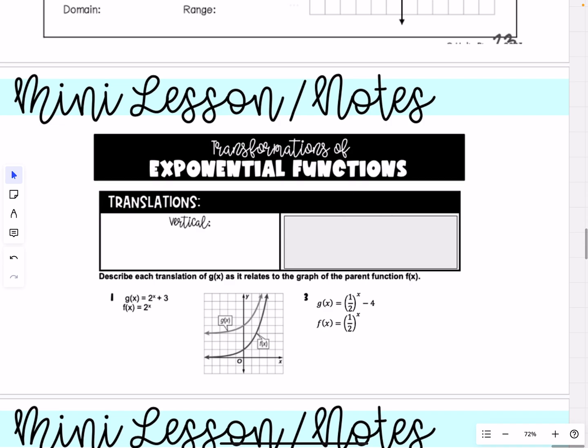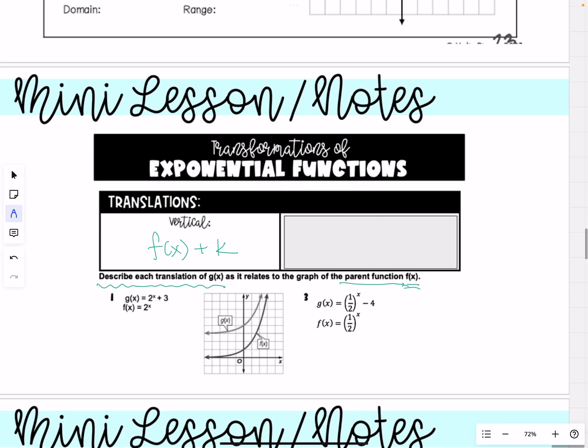When we're talking about vertical shifts, we're going to take that f of x, right, and we're going to add or subtract k. All right, and so these are just examples, but it's asking you to do something slightly different. This is asking us to describe the translation of g of x as it relates to, and they're labeling their parent function here, f of x.